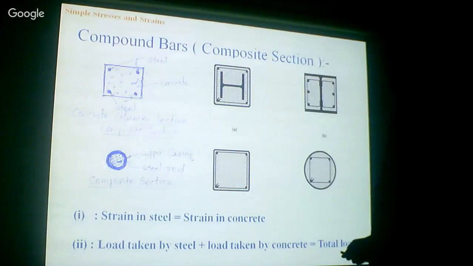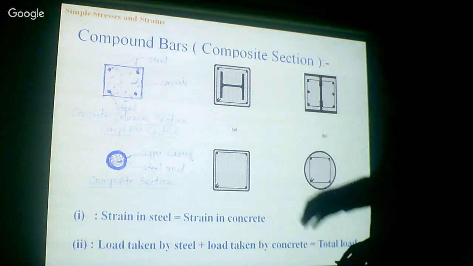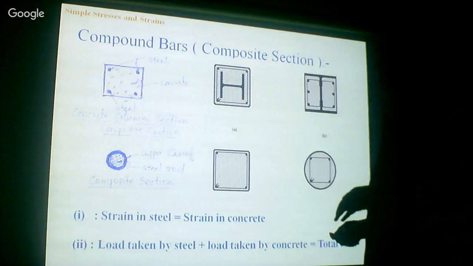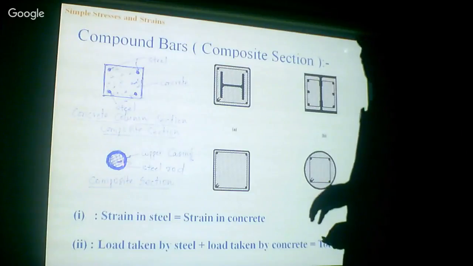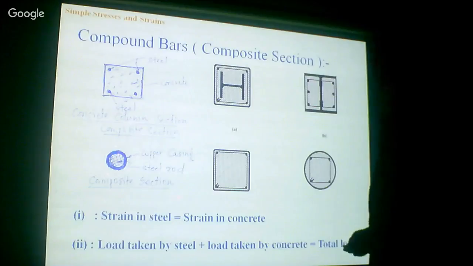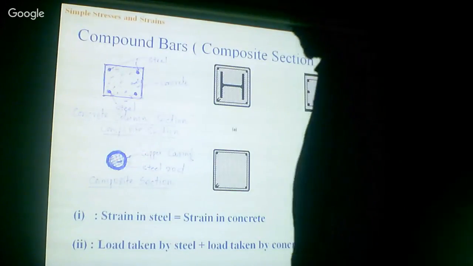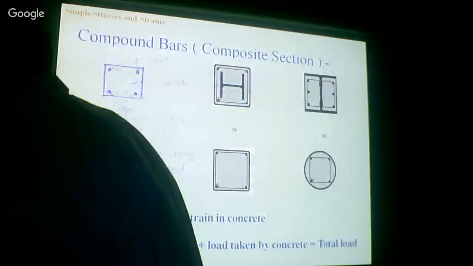Another example is a copper casing and a steel rod. Here also there are two materials, so the principle remains the same. When you apply the force, the change in length remains the same in both materials, therefore strain in copper is equal to strain in steel. And also the total load is shared by steel and copper; the total load is taken by both materials. This is what we have discussed.